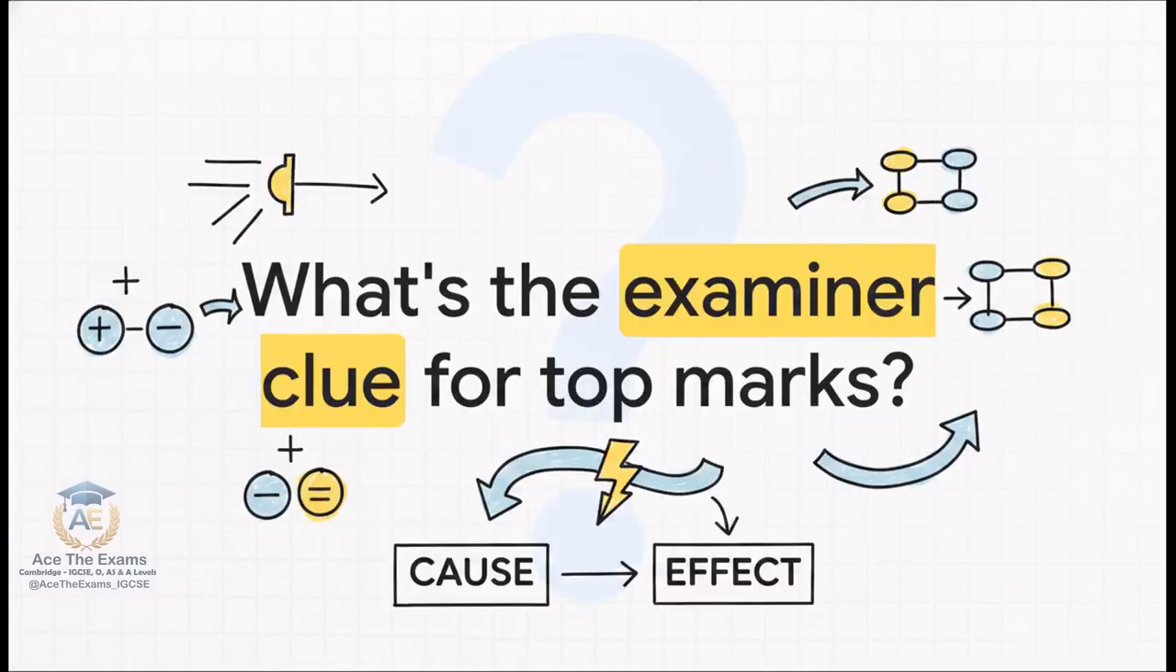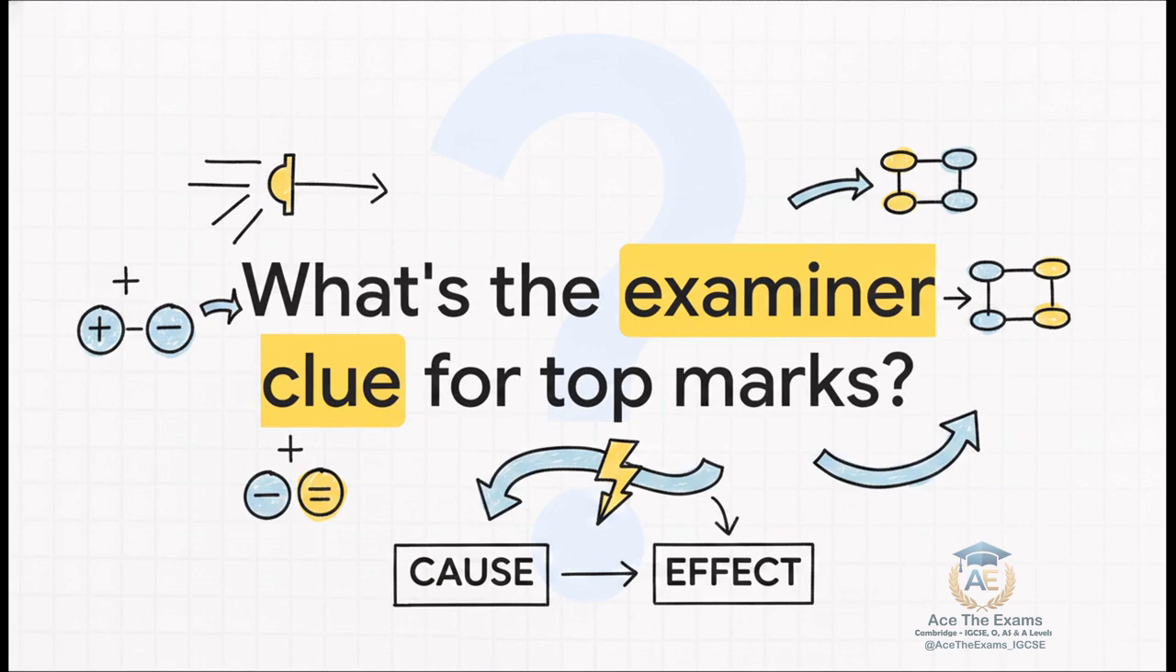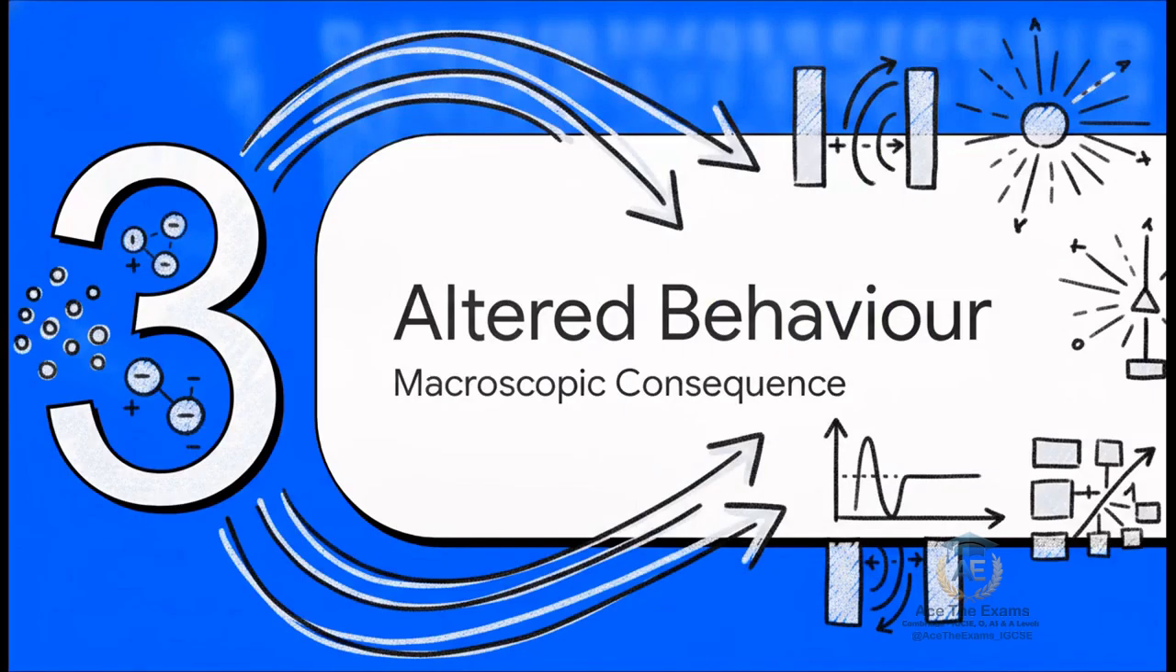Now, you might be wondering, what is the secret examiner clue that transforms this chain into a top band answer? Well, hold that thought for just a second, because first, you need the final pieces of the framework that makes that clue super obvious. We have the cause, now we need to fully understand the effect. Section 3. Altered electrical behavior, the macroscopic consequence.